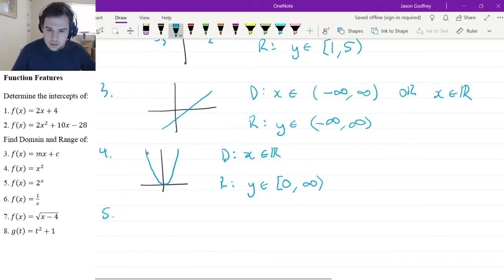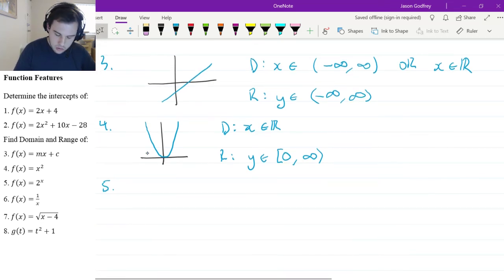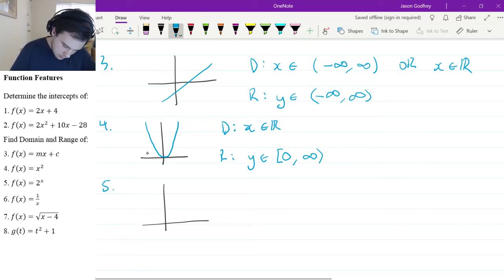Alright, next, 2 to the power of x. So you'll notice here that the variable x is in the exponent. So this is an exponential graph. So that's like, when I draw up the top of the page, it's going to look something like that. And it's going to have an asymptote down towards the x-axis.